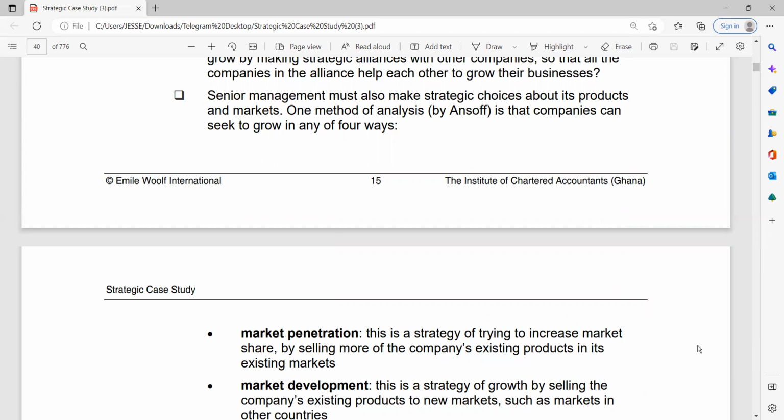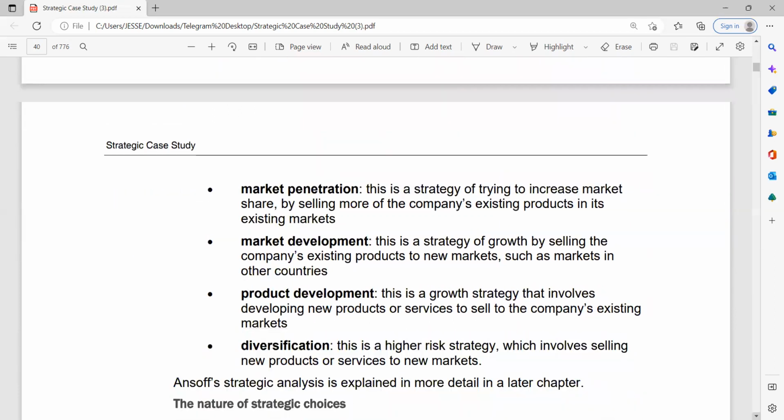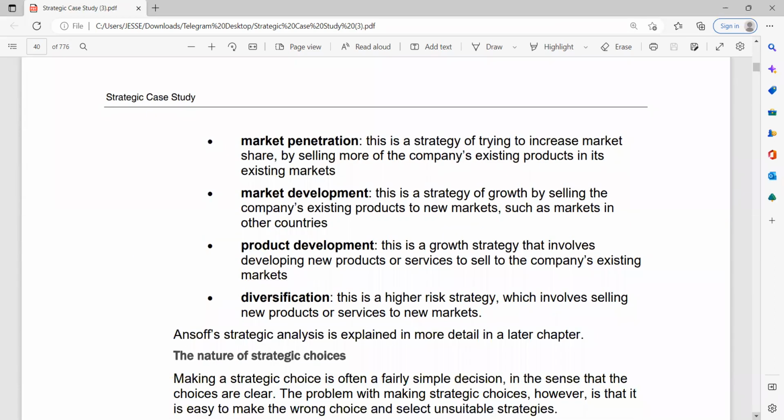So ANSOF is saying that companies can develop or grow in 4 ways. When you hear development direction, we are looking at the direction of the company, the growth of the company. Number 1 is what we call market penetration. Number 2 is market development. Number 3 is product development. And number 4 is diversification. We'll talk about this in much more detail in our coming lectures. But let's first of all look at market penetration.